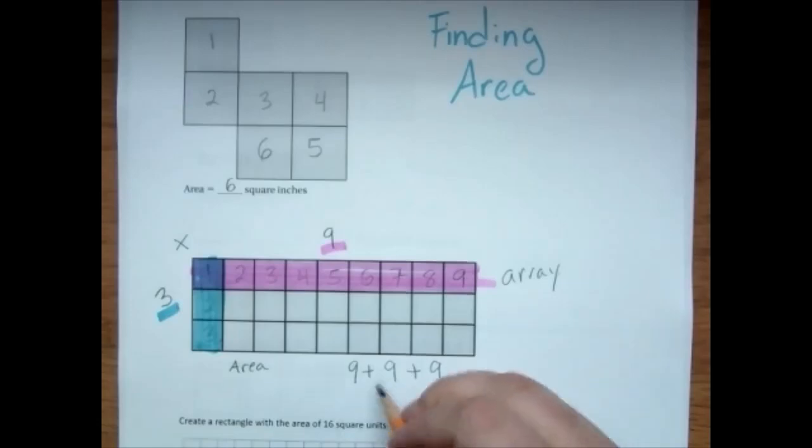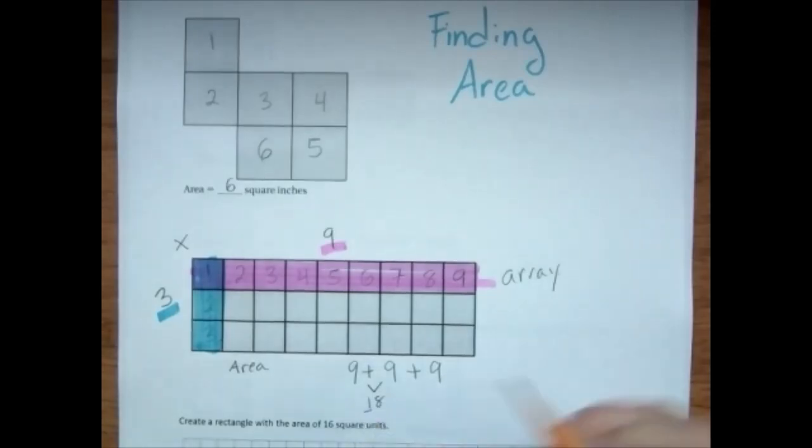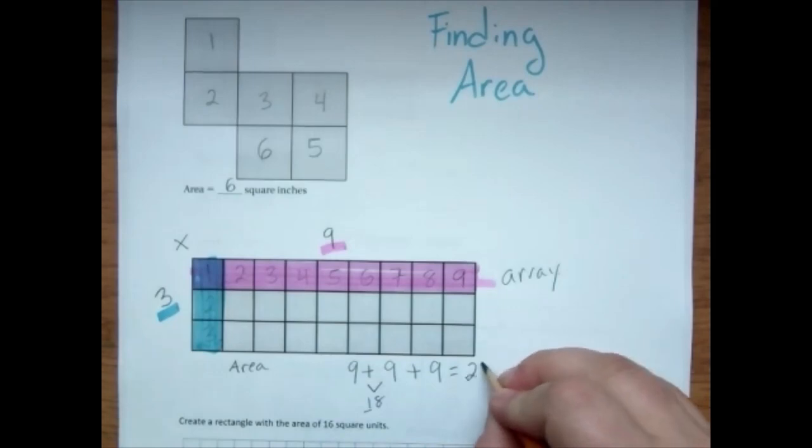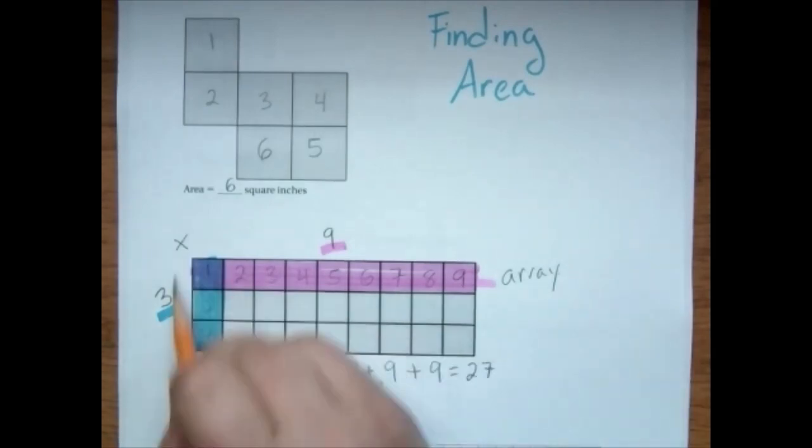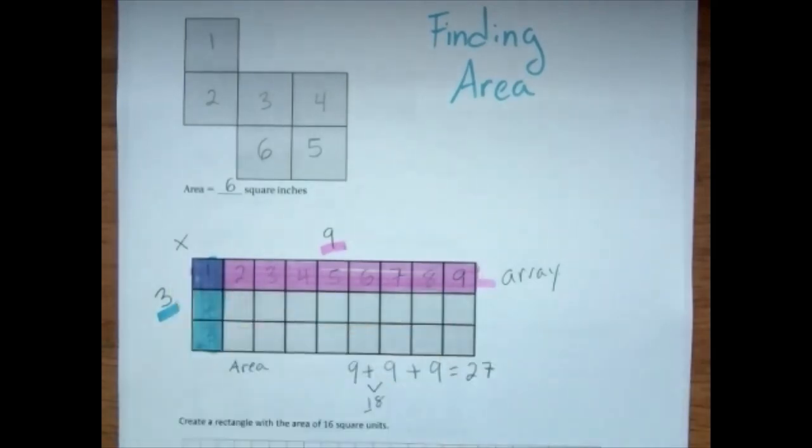I know that double 9 is 18. So that's going to make it a little easier here. And 18 plus 9, that's 27. So the area of this quadrilateral is equal to 27 square units.